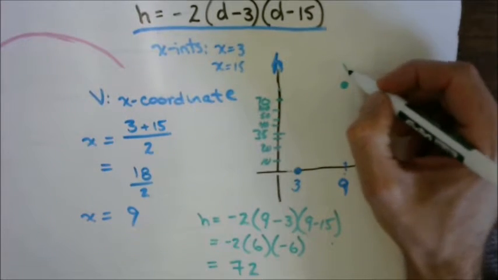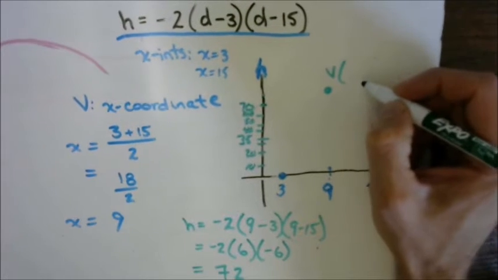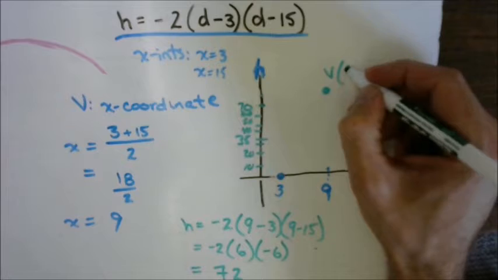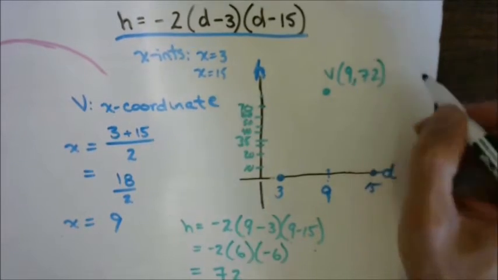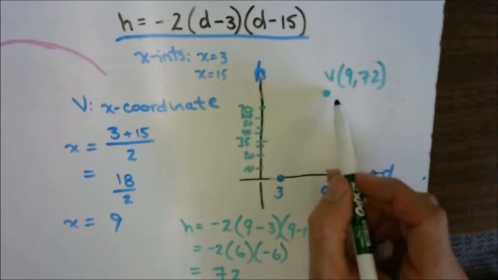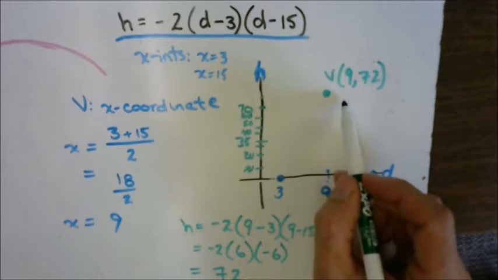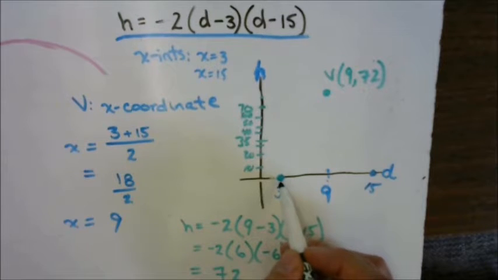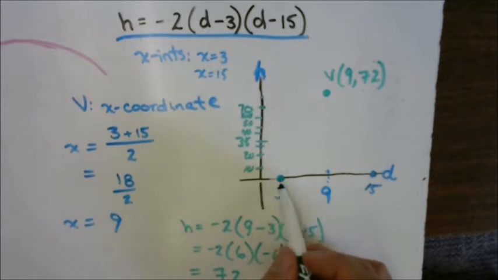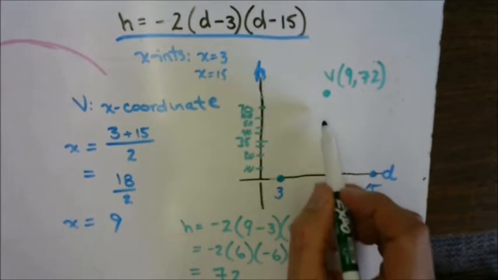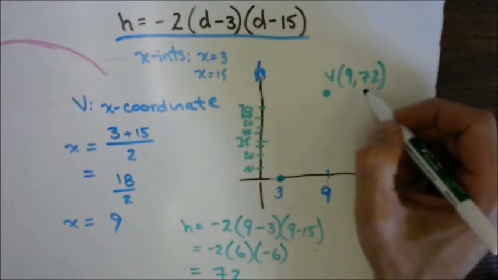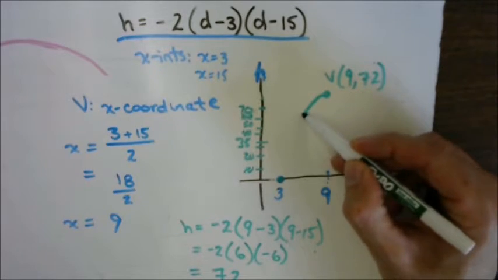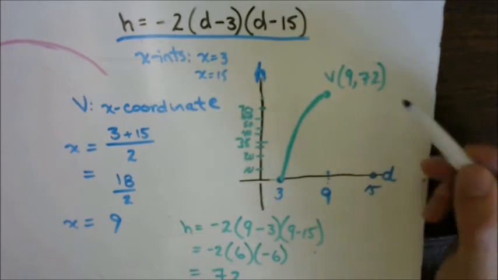All I'm showing is that my vertex is at, what's the point of my vertex? What are the coordinates? (9, 72). And that means when the rocket has progressed a distance of 9 meters, well, it's actually only progressing 6 meters forward because it's taking off from the point 3. But when it's at a horizontal distance of 9, it's at a vertical height of 72 meters. And now I can finish out my sketch by drawing a rounded, symmetrical parabola.